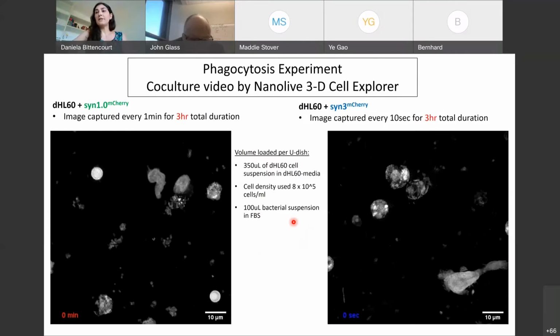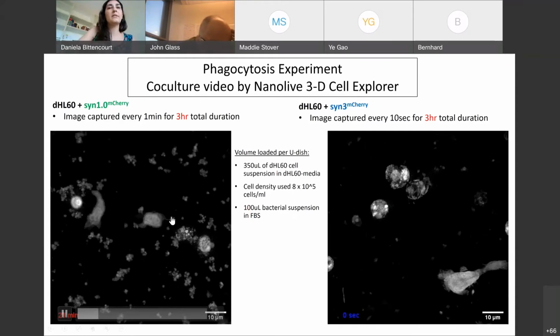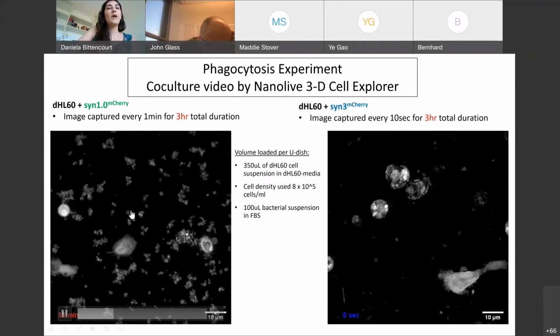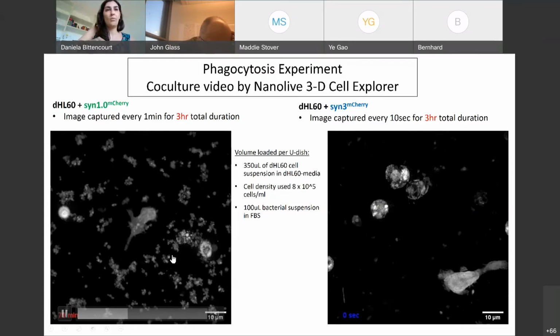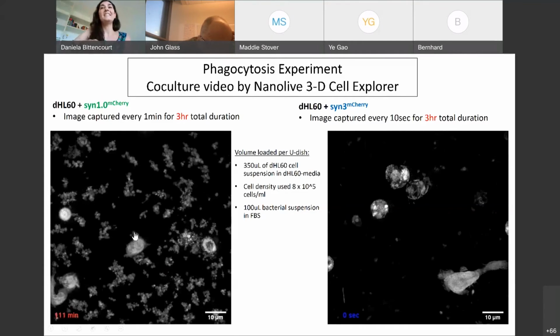Another thing we checked was the capability of HL-60 cells, neutrophil-like cells, to phagocytose the minimal cell and the synthetic cell Syn1. Here on the left, you can see a video. Let me see something, just a moment. Okay, now we can. Here you can see the video of the neutrophils, the bigger cells, moving toward the synthetic cell, Syn1. You can see that they are very active in this Nanolive video.